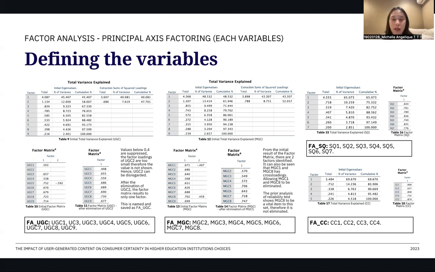Using principal axis factoring, suppressing values below 0.4, we can see that the factor loadings of UGC2 are too small. Therefore, the value is not shown, hence UGC2 can be disregarded. After the elimination of UGC2, the factor matrix results in only one factor. Then, this is named and saved as a new variable, FAUGC.